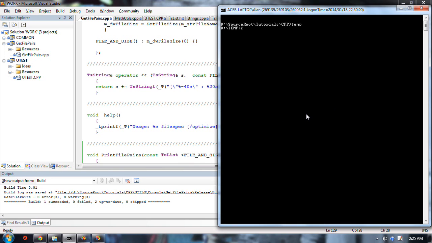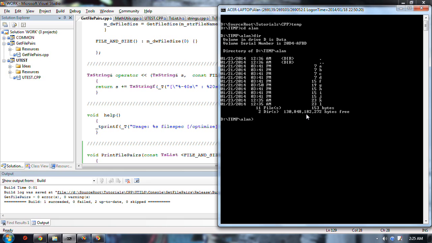Where did I put that? Here I have a directory I just made. Okay, now it has 11 files in it, and these files are different and of differing sizes. Some of them have the same size, and so on.